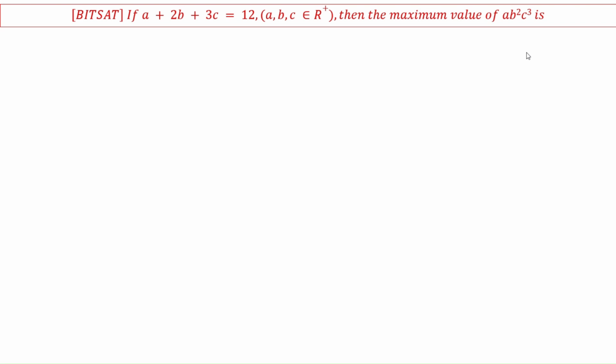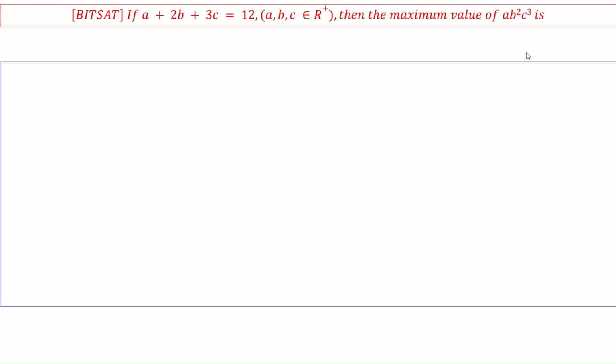If a plus 2b plus 3c equals 12, and a, b, c belong to the real positive numbers, note that down, then what is the maximum value of a b square c cube? Once you know a, b, c are real positive, you can apply the rule AM is greater than or equal to GM. This is applicable for real positive numbers. But where is the arithmetic mean here, and where is the geometric mean? We need to define.